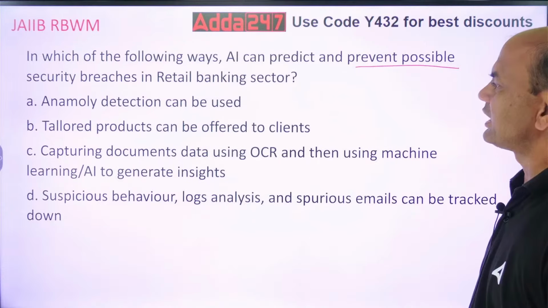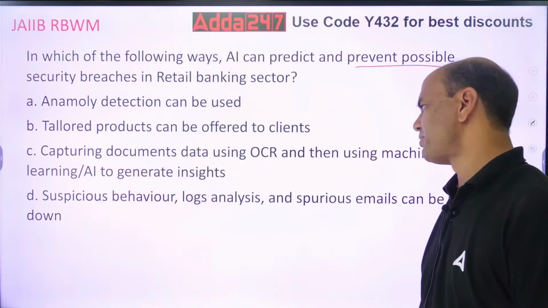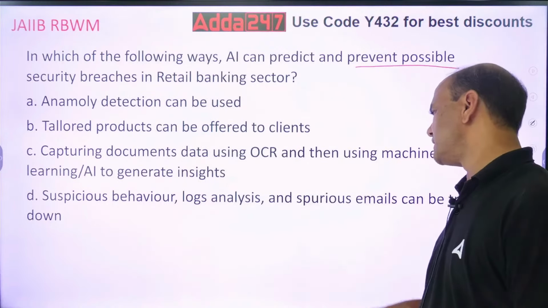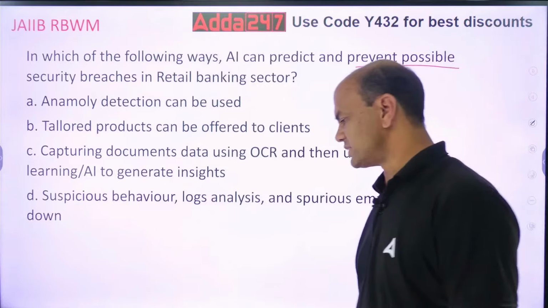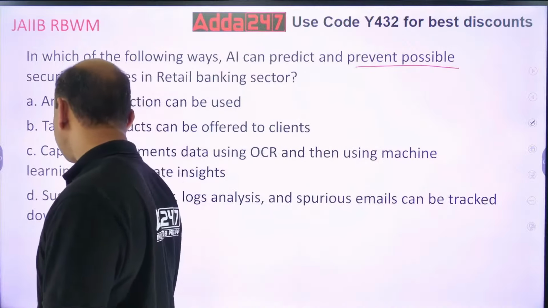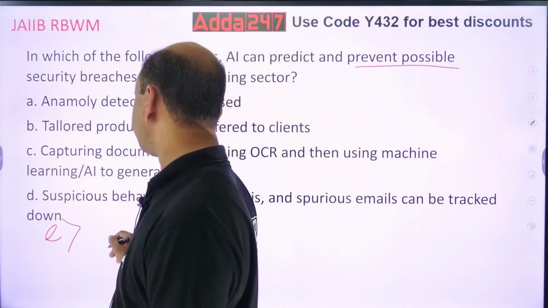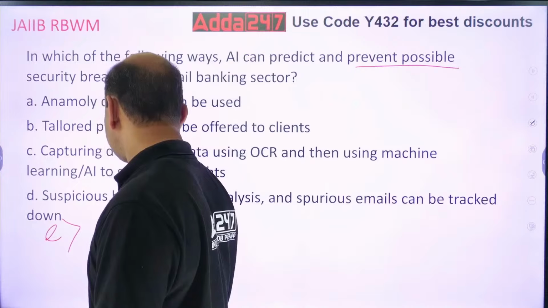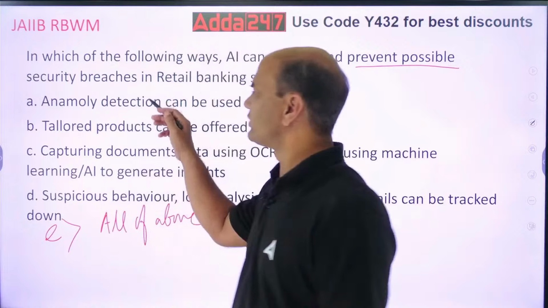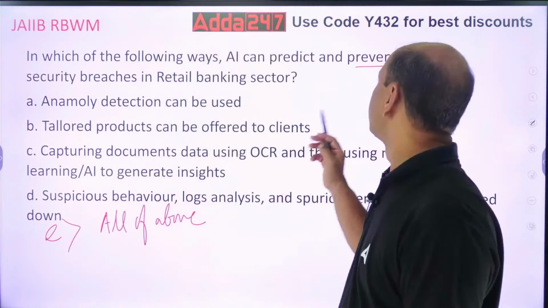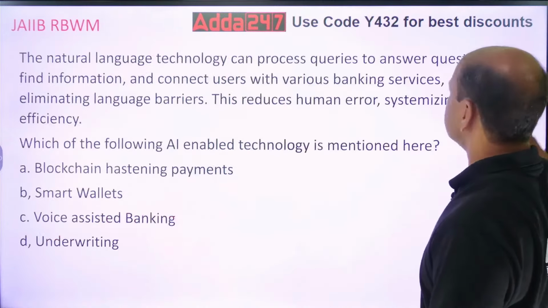So, where can AI be used? Prevent possible security breaches. See, suspicious behavior, log analysis, spurious emails. These can be done. In fact, the answer should be E. Yeah, all of the above. Because all of them can be used to prevent the security breaches.